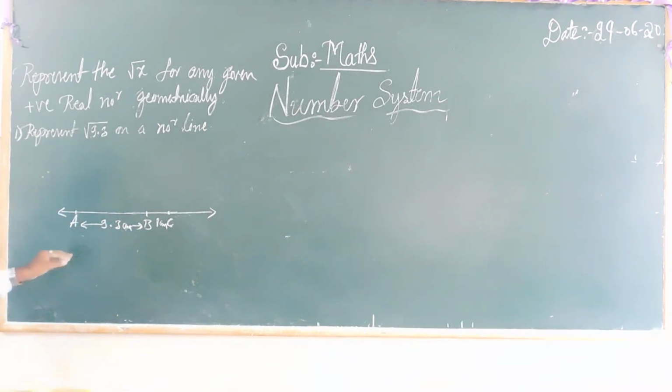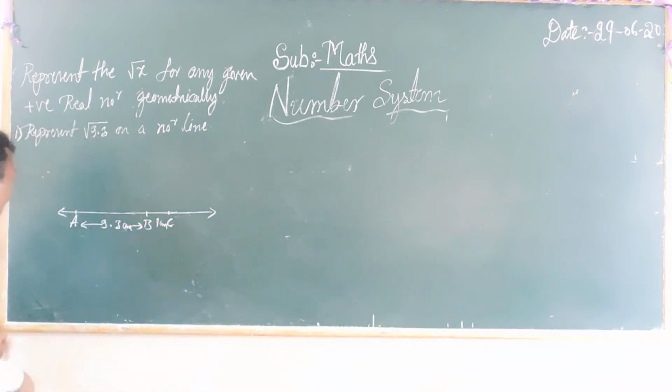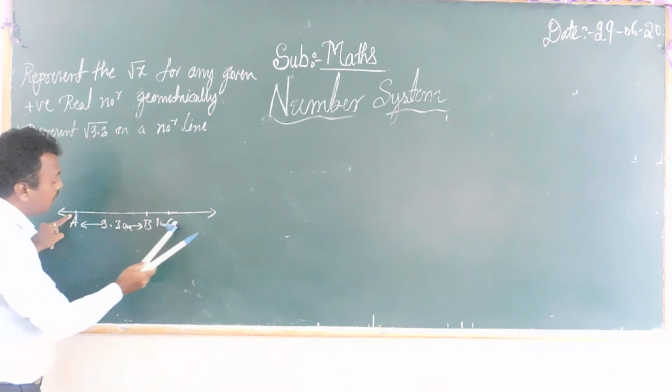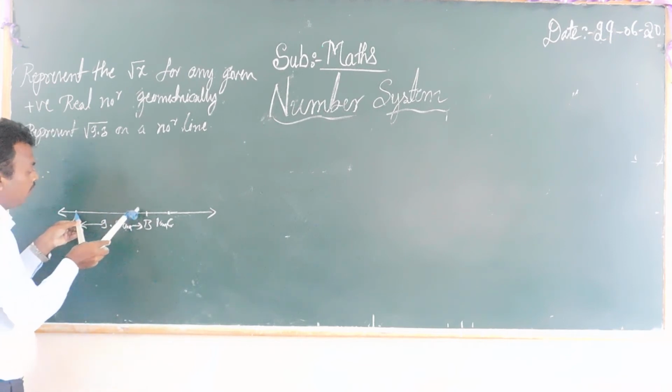Now take the compass, and now we have to mark the midpoint of AC. So we have to take more than half of AC.